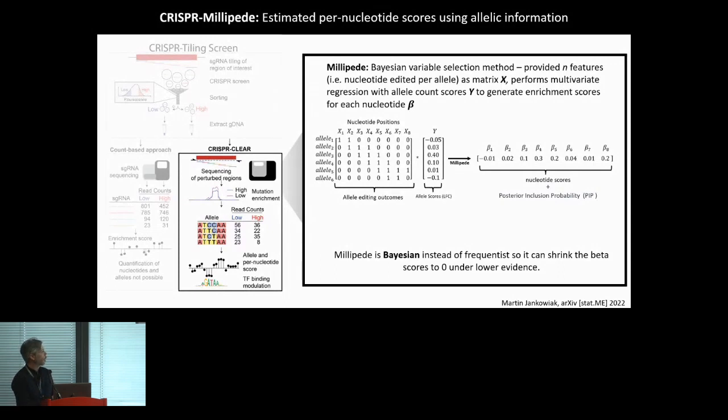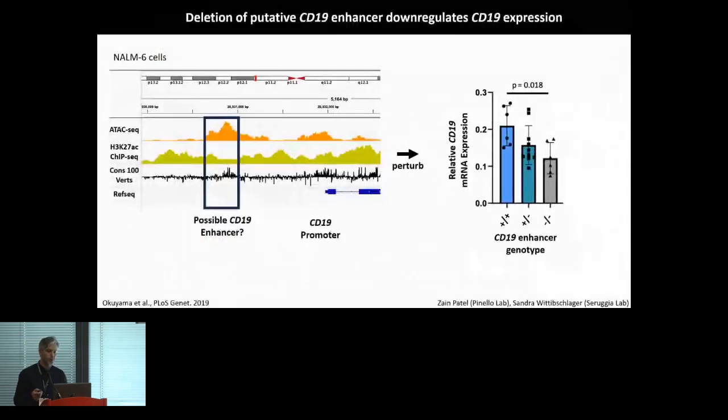So now we have all the ingredients for this screen that we call CRISPR-CLEAR, and I want to show you the first demonstration of this. For this, we focus on NALM6 cells, which are a model for leukemia, and we're trying to study the CD19 gene, which is a cell surface marker for B cells. We wanted to study this region here that seems to be an enhancer. There is some conservation, this is a chromatin accessible site, and there is also some histone acetylation. So what we did was delete the entire region.